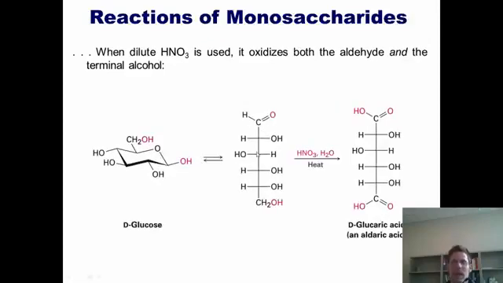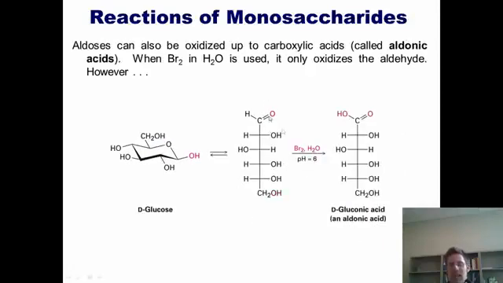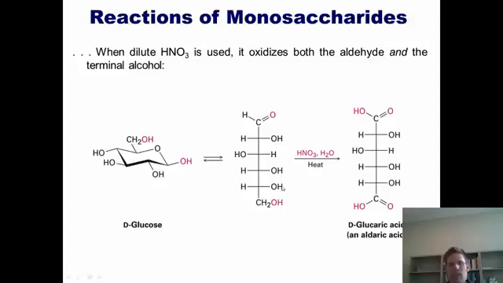However, if I use nitric acid and water as the oxidizing conditions, then it actually oxidizes the aldehyde and this terminal primary alcohol. So let's compare these two. Once again, if I take an aldose like this and treat it with bromine and water, it only is powerful enough to oxidize the aldehyde to the carboxylic acid, and it leaves this primary alcohol at the bottom alone. But if I take the same aldose and treat it with nitric acid and water, it's powerful enough of an oxidizing condition to oxidize both the aldehyde and the primary alcohol to carboxylic acids.